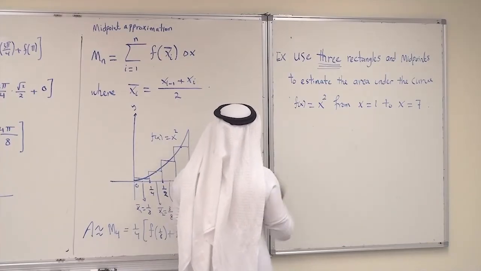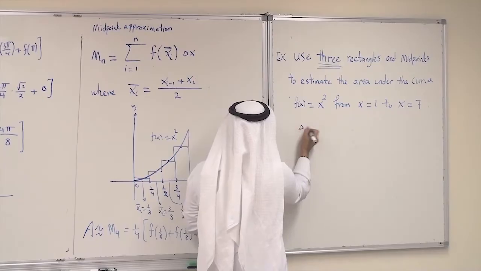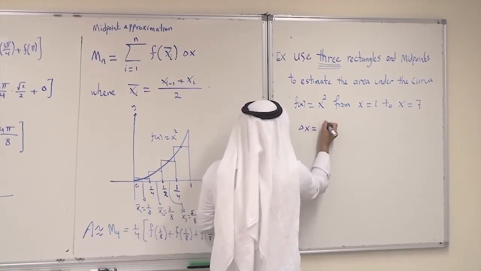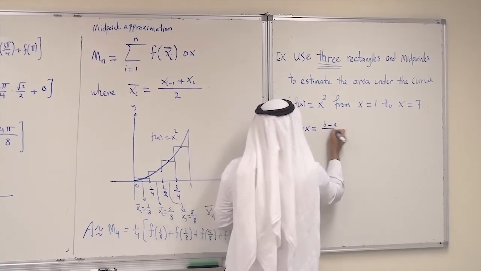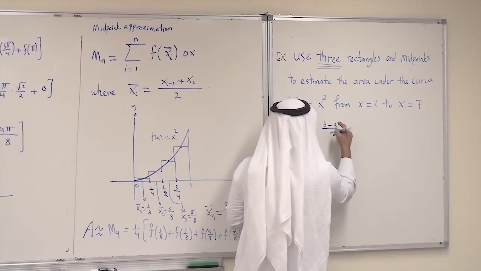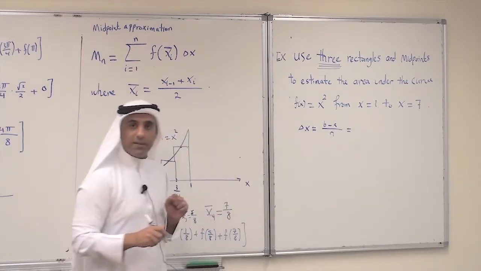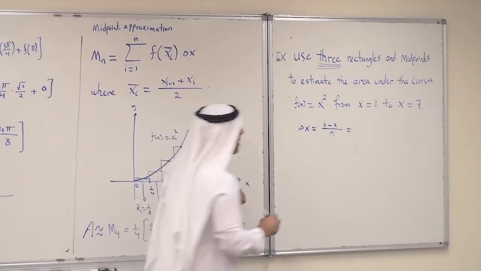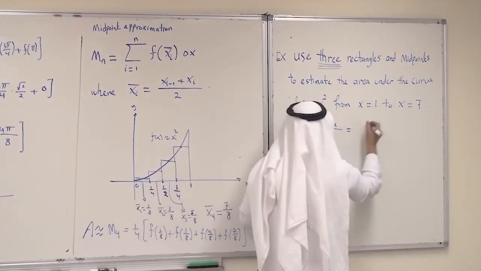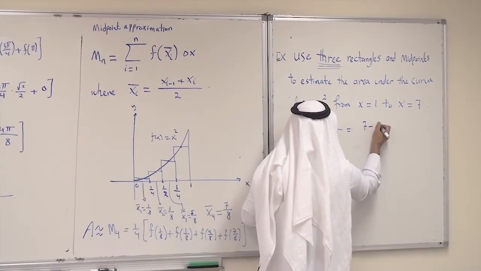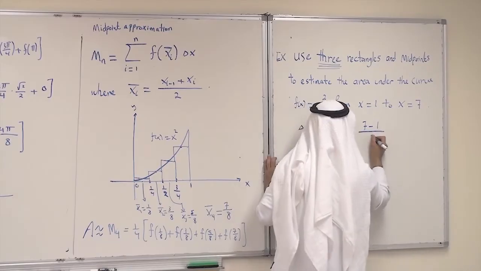So what should we do? As usual, we will find delta x first. Delta x, as we said, is b minus a divided by n. A here is the start of the interval, b is the end of the interval, n is the number of rectangles. So our b is 7, that is 7 minus 1, the beginning, divided by 3, as stated.